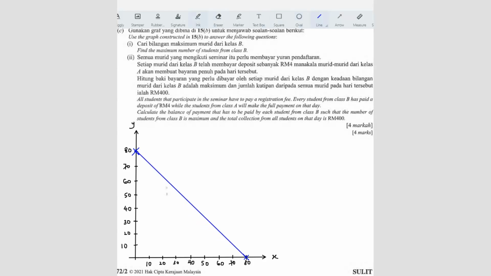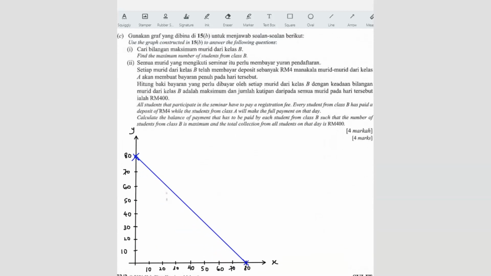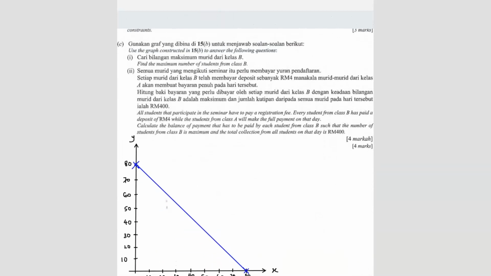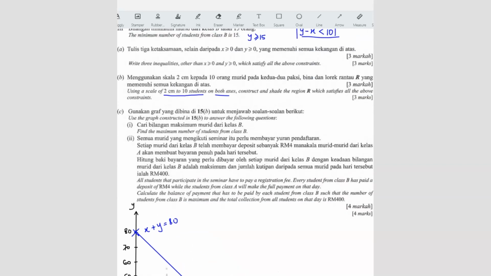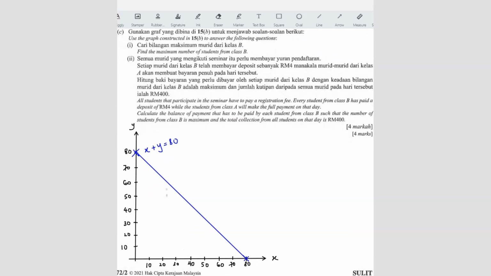Okay, so the equation of this line should be, what's the equation again? X plus Y less than or equal to 80, right? But I'm not going to do less than or equal to, I just write the equation first. X plus Y equals to 80. Is it 80? I think it's 80, yeah. Yeah, correct. Okay, but it's less than or equal to. Later when you want to shade, you must know it's less than or equal to.